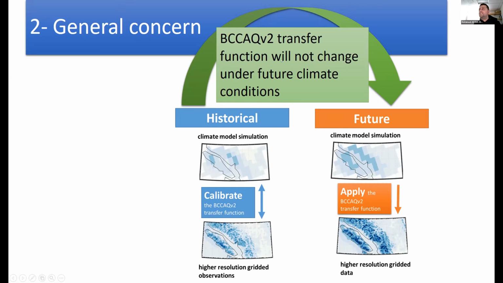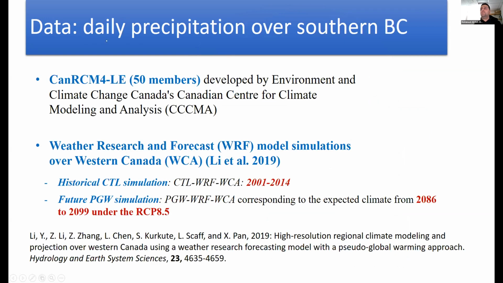A way to test this assumption, the stability of the BCCAQ transfer function, is to work in a perfect model framework. In that case, we're going to use daily precipitation data over southern BC from the CanRCM large ensemble, to be downscaled to WRF resolution, using WRF simulations over Western Canada. We're going to use WRF simulations that have been developed by Yanping and her team.